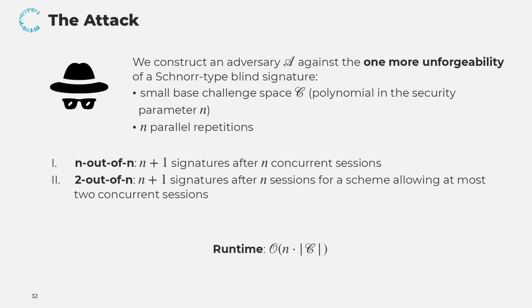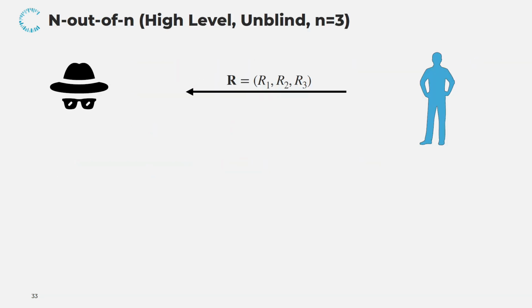In both cases, the runtime will be big O of n times the cardinality of C. I want to describe the n-out-of-n attack in an unblind setting, and for simplicity, for the special case n equals 3. So we have a malicious user opening one session with the signer and receiving a vector of commitments.